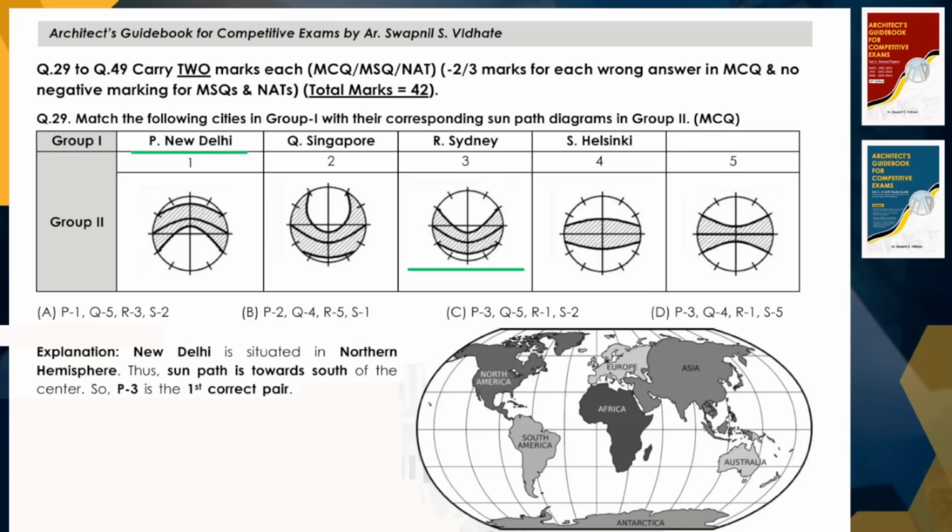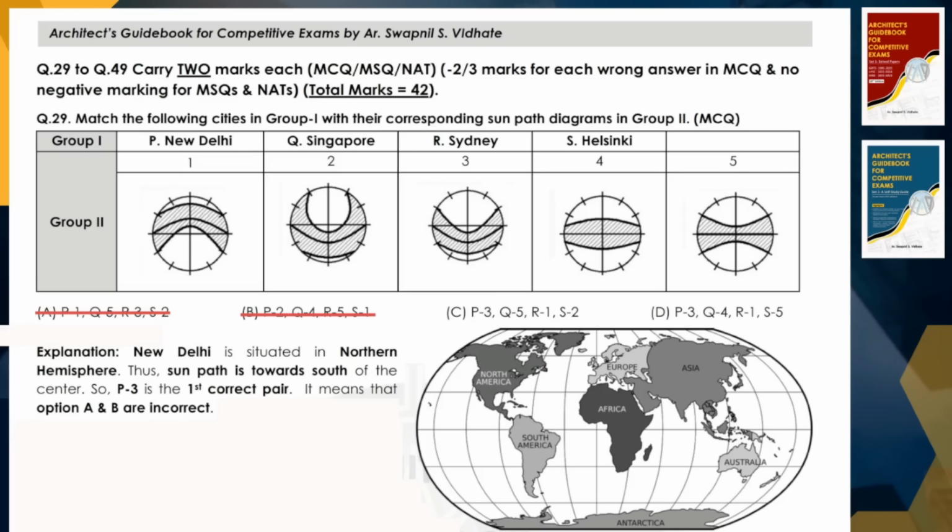The first one, you just focus on New Delhi. New Delhi, our India is situated in the northern hemisphere, right? So the sun path is always towards the south, which is mentioned at serial number 3 in group 2, right? So P3, the first pair we can select, is the correct one. So here, it means that option A and option B, which are showing P1 and P2 as the pair, will be the incorrect one. So we can ignore option A and B for this particular pair because it is not showing P3. The remaining two options are showing P3 as the correct pair, right?